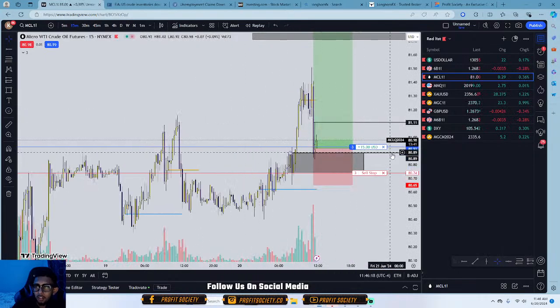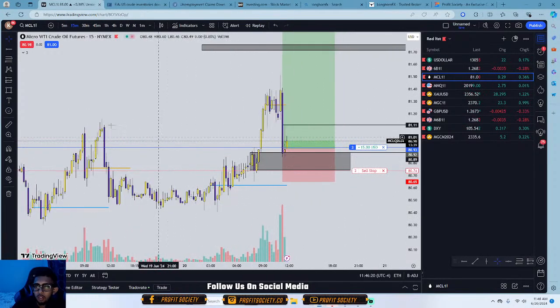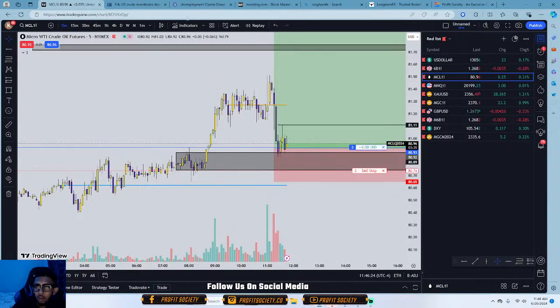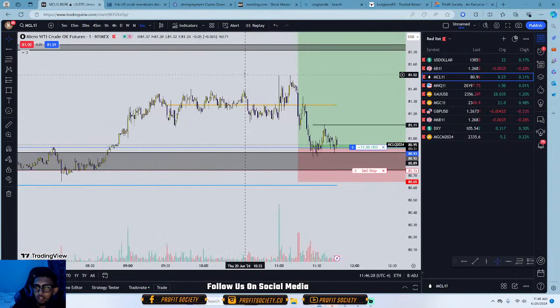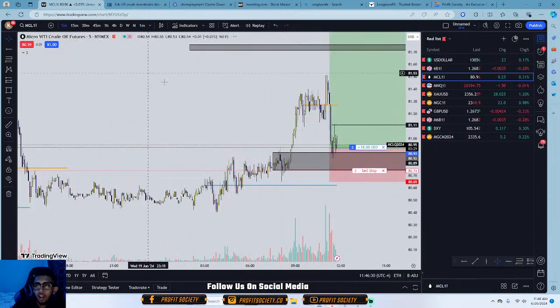That's what we should do. And that's what we are doing. So reduce risk if you want a little bit. It should hold here. And we'll go ahead and call it a day.